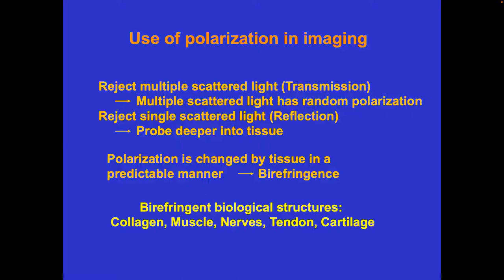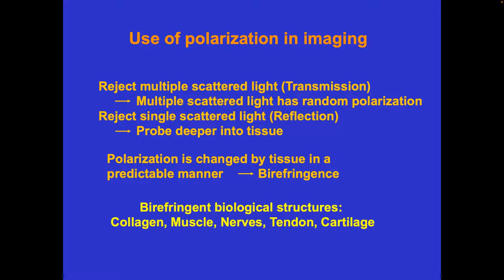The idea is that I have my incident polarization state on my medium, and if it's single scattered, it has the same polarization state coming back. If I want to probe deeper into the tissue, I use a detection polarizer that is perpendicular to it, because the polarization needs to scramble in order to be detected. That means the light has scattered more and has propagated deeper into the tissue. So by rejecting single scattered light with the orthogonal polarizer, you probe deeper into the tissue. And then the other effect I'm naming is the polarization change by tissue that changes in a predictable manner, and that's birefringence.